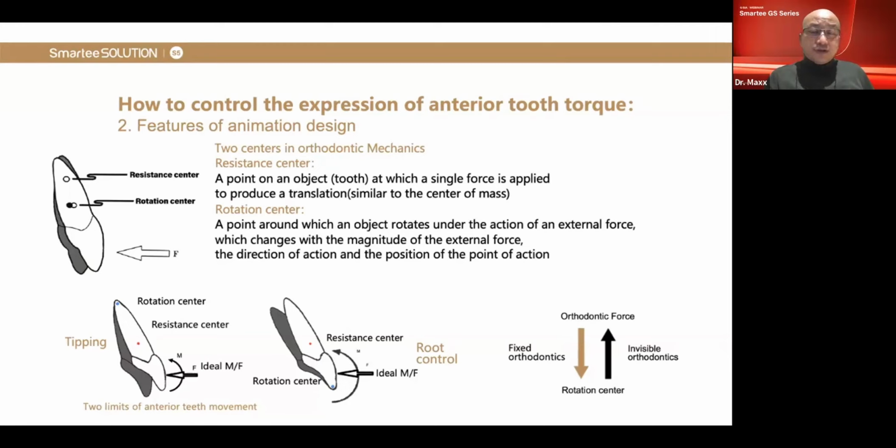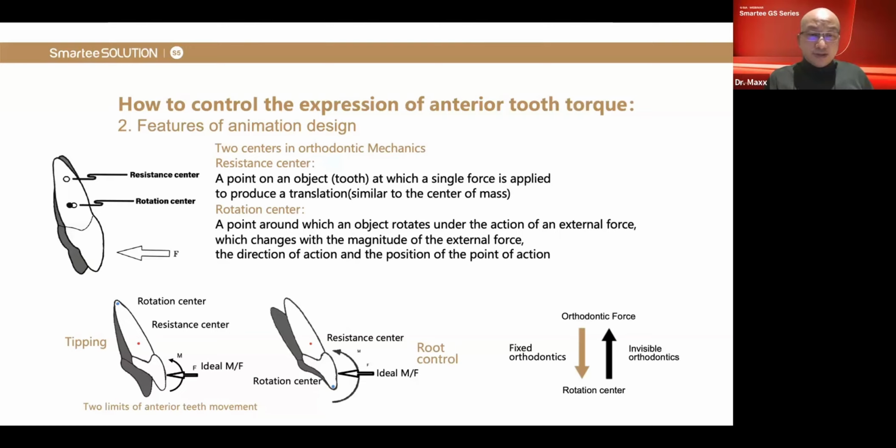First of all, we should review the basic knowledge of the centers. 2 centers in orthodontic mechanics. The first one is the resistance center. What is resistance center? That's a point at which a single force is applied to produce a translation. It's quite similar to the center of mass.